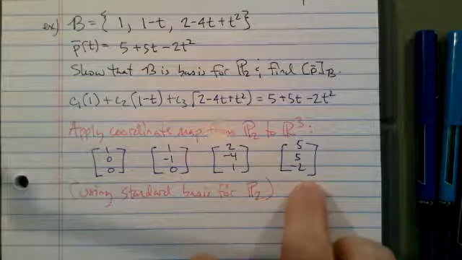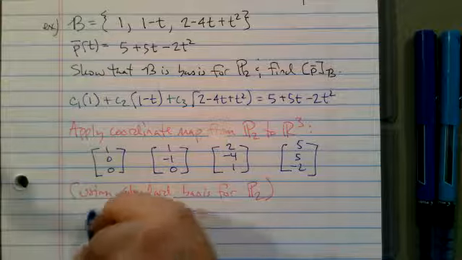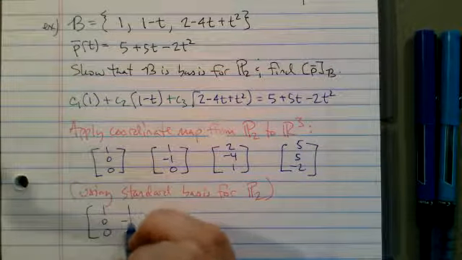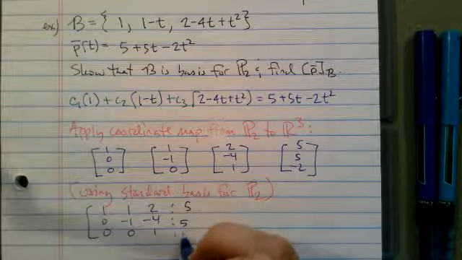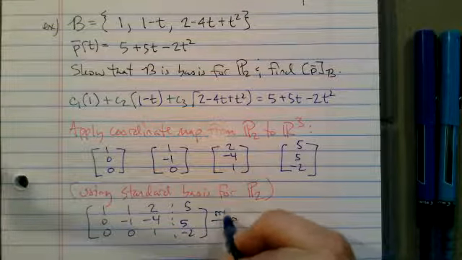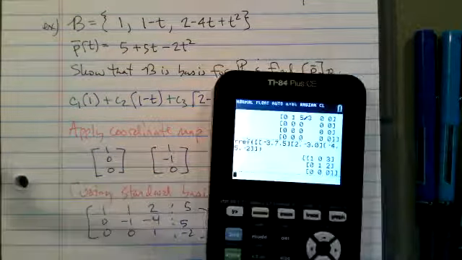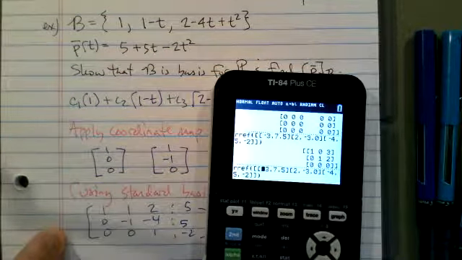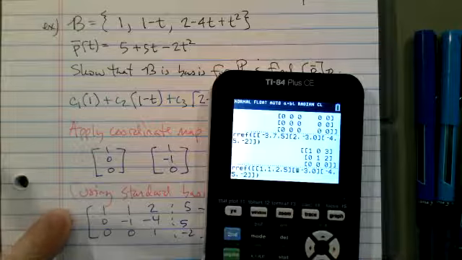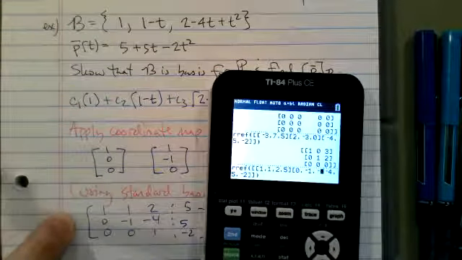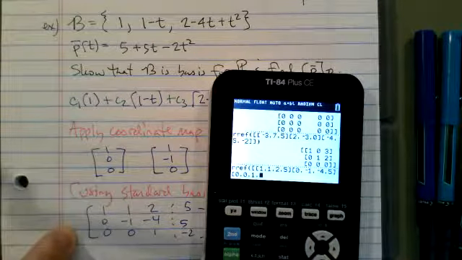Then if I want to write p as a linear combination of b1, b2, and b3, I just have to throw it all into an augmented matrix and find its reduced echelon form. So let's do that. I'm going to have 1, 1, 2, 5, 0, negative 1, negative 4, 5, 0, 0, 1, negative 2.